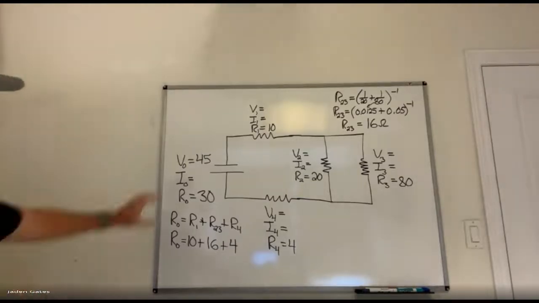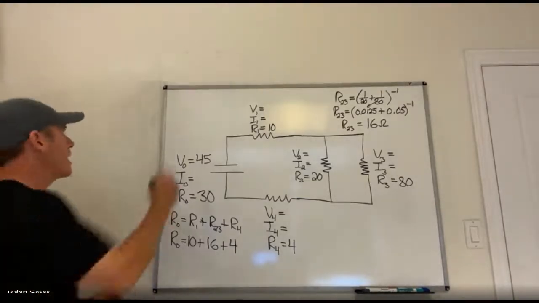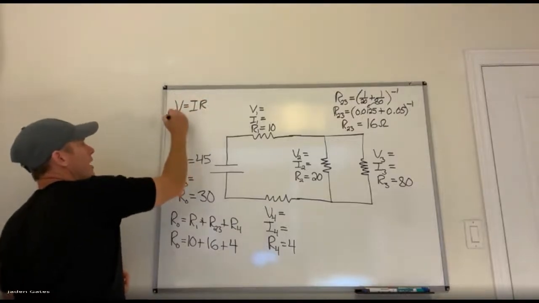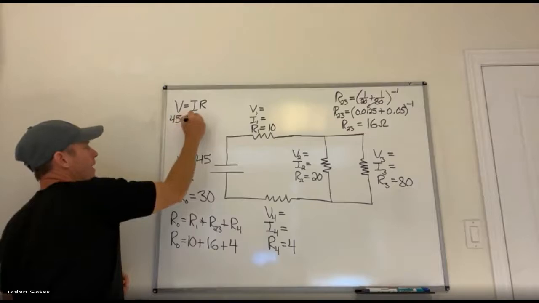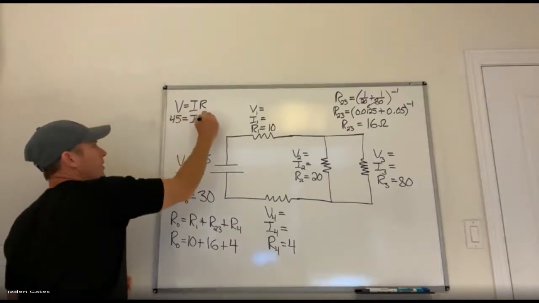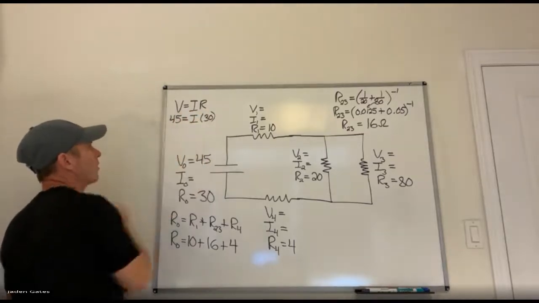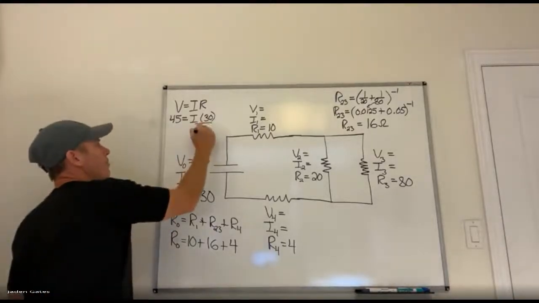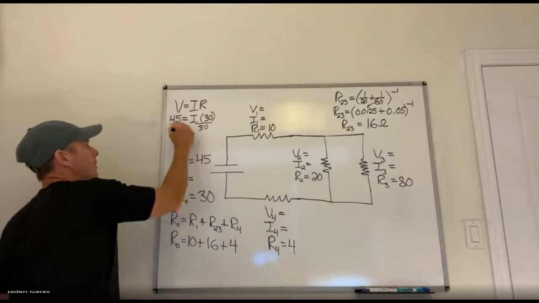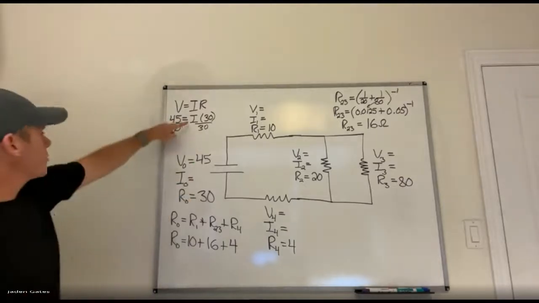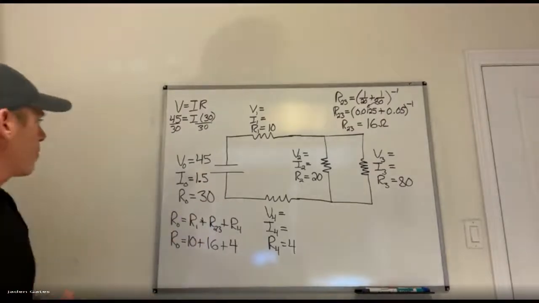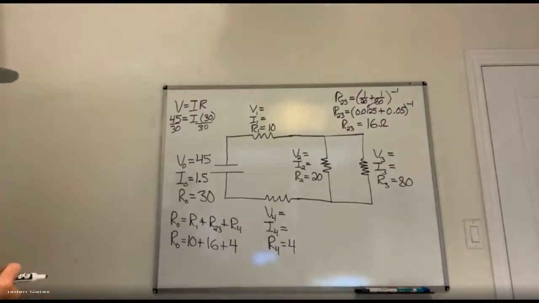Now, I got 2 out of 3 here. So again, I'm going to use Ohm's law. All right, so my voltage is 45. My current, that's what we're figuring out. And I got a 30 here. All right, so to find my current for the circuit, I'm going to divide both sides by 30. And my I is actually going to be 1.5 amps. Perfect, so I know everything about the source.